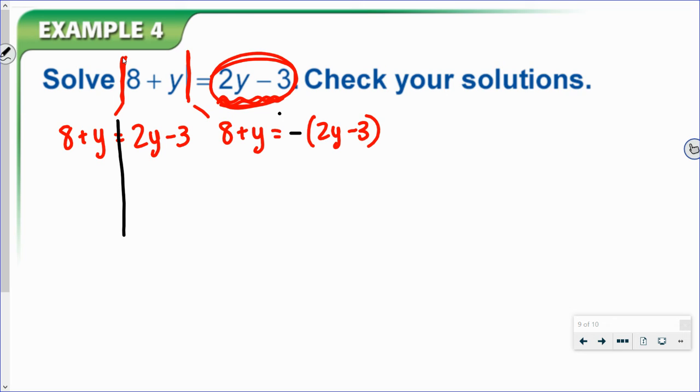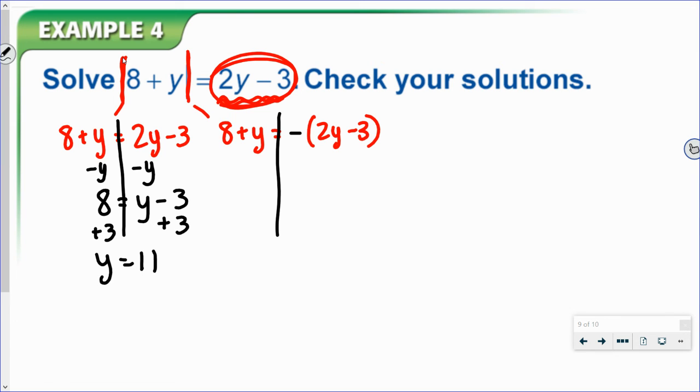Okay, so I'll solve this one on the left here first. Variables on both sides, so I've got to combine my variables first. I'm going to move the y to the right-hand side. I like to go where there's more y's. 2y minus y is 1y. And then all I would have to do to solve for y is add 3. And I get y is 11.